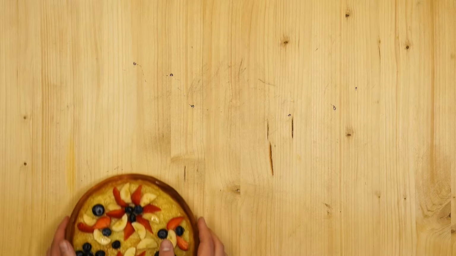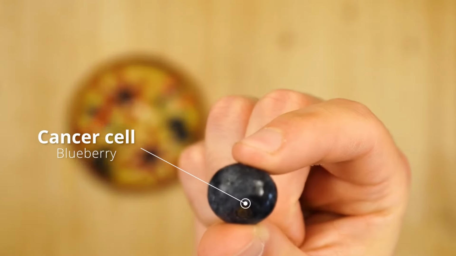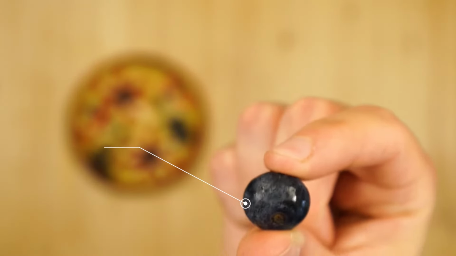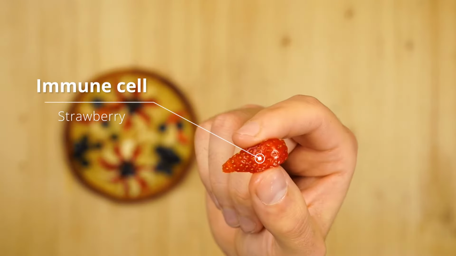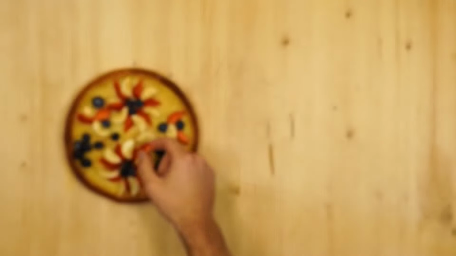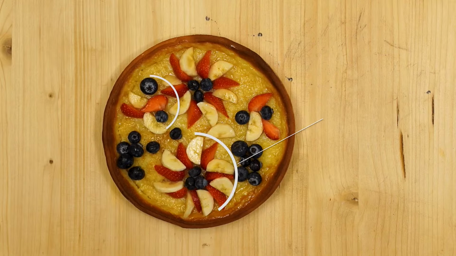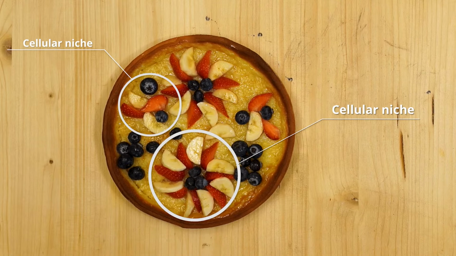Imagine a tumor sample as a fruit pie. Here, every fruit is a cell. For example, blueberries may be cancer cells and strawberries may be cells of the immune system. And the way both normal cells and cancer cells are arranged constitute what is known as a cellular niche. For example, the presence of immune cells may slow down the expansion of a tumor.